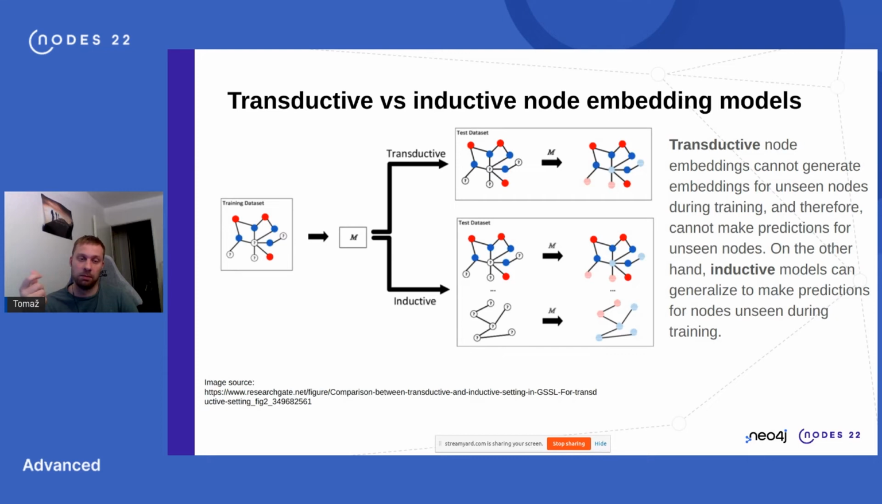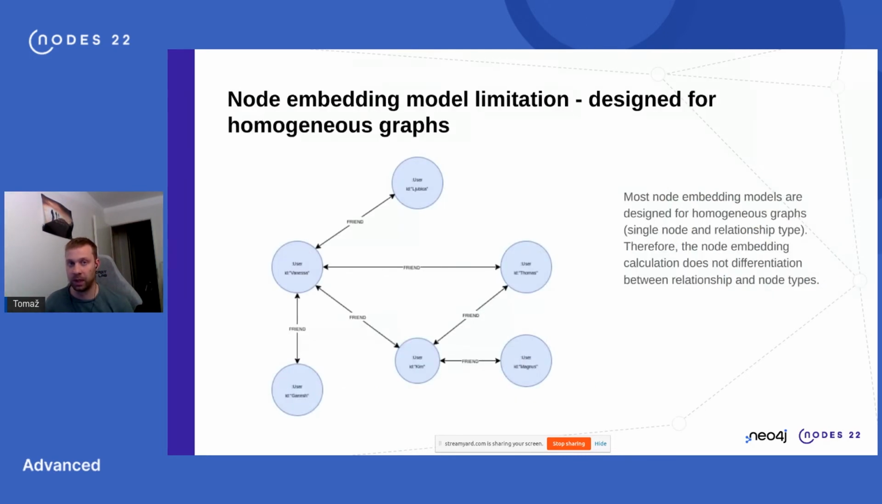And then on the other hand, you've got the opposite, right? Inductive. And inductive models can generalize to make predictions for nodes unseen during training. I've seen some distinctions when, for example, you've got a growing graph. Some people call that semi-inductive. And when you have different graphs, so for example, you train your model on one graph and then use it to predict on another graph, then that's fully inductive, or you can also call that transfer learning, right? Because you take information from one graph and try to apply it on another graph. So that's basically the vocabulary around node embedding models.